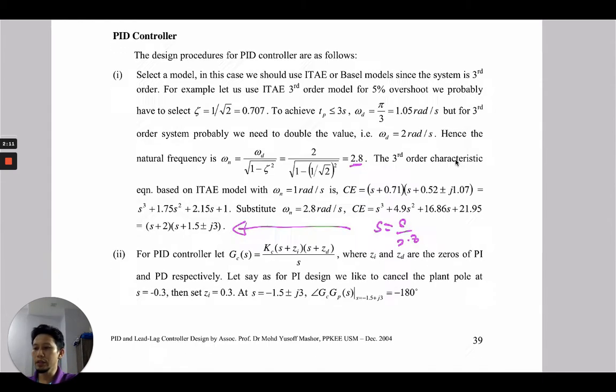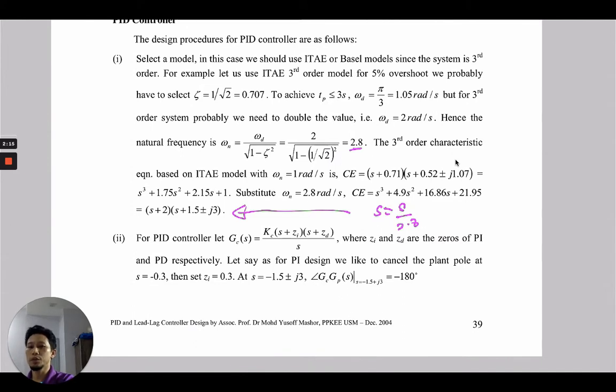And then for the PID controller, we have the form Kc (s plus Zi)(s plus Zd) over s. The Zi here indicates the zero for the PI controller, and Zd here is the zero for the PD controller, because the PID controller is actually the combination of PI and PD controllers. So let's say we want to design the PI controller so that it will cancel the plant pole at s equals negative 0.3. So we select Zi equal 0.3.